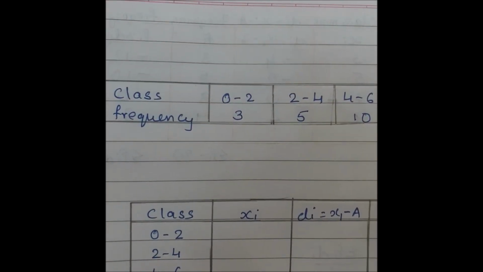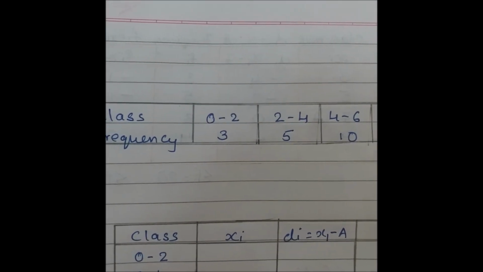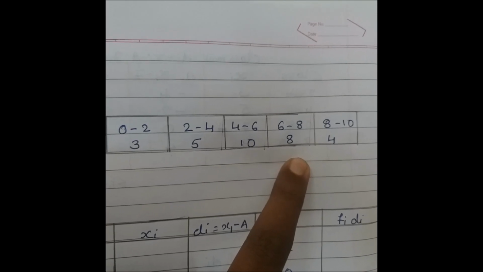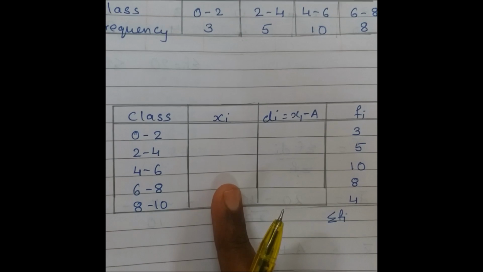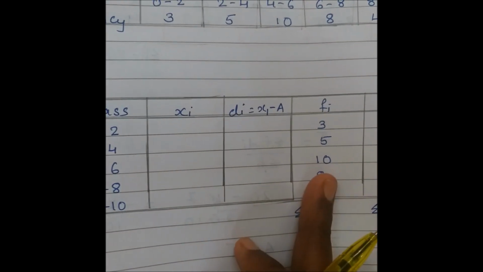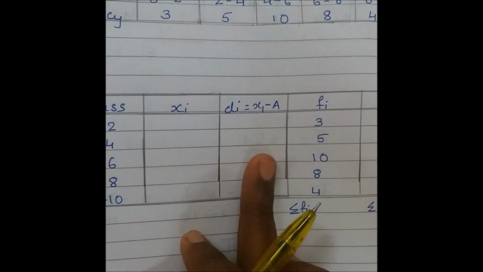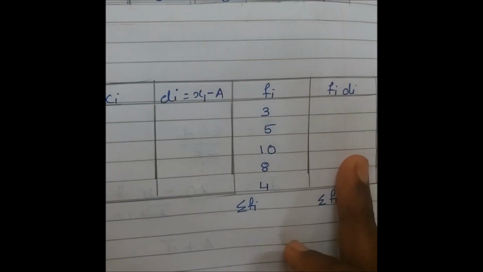Let me take another example. The class and frequency are given. 0 to 2, the frequency is 3. 2 to 4, frequency is 5. 4 to 6, frequency is 10. 6 to 8, frequency is 8. And between 8 to 10, frequency is 4. I have already prepared the tabular column: class, frequency, class mark, di, and fi into di.